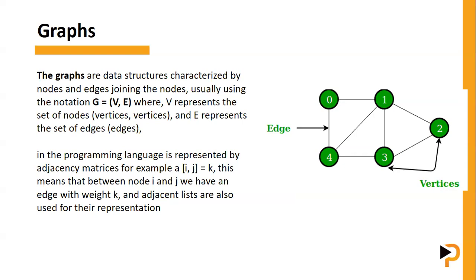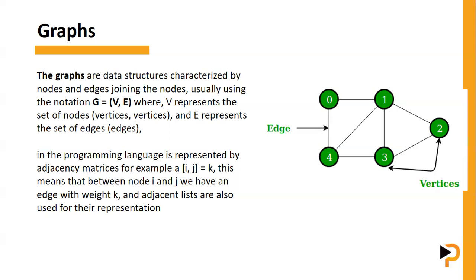So graphs are data structures characterized by nodes and edges joining the nodes. Usually using the notation G = (V, E), where V represents the set of nodes and E represents the set of edges. In this particular image, you can see the vertices 0, 1, 2, 3, 4, and there are the edges. So V is a collection or group of vertices, and E is a collection or group of edges. In programming languages, it is represented as adjacency matrices.